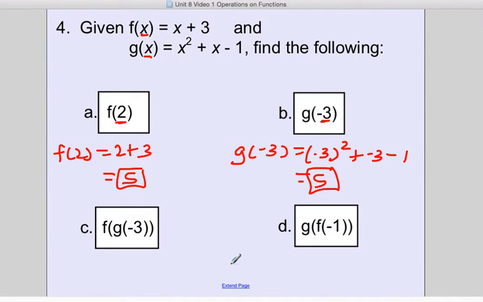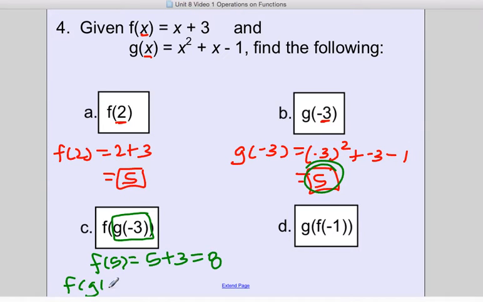All right, now C is a little bit more work. It's f of g of negative 3. So the biggest thing is to remember to start on the inside and work your way out. So the inside is g of negative 3. What is g of negative 3? We already figured that one out. It's 5. So I'm going to put this in the spot of g of negative 3. It's really g of negative 3 is 5. Putting it in the spot, now I have f of 5. So it'd be 5 plus 3, which is equal to 8. So my f of g of negative 3 is equal to 8.